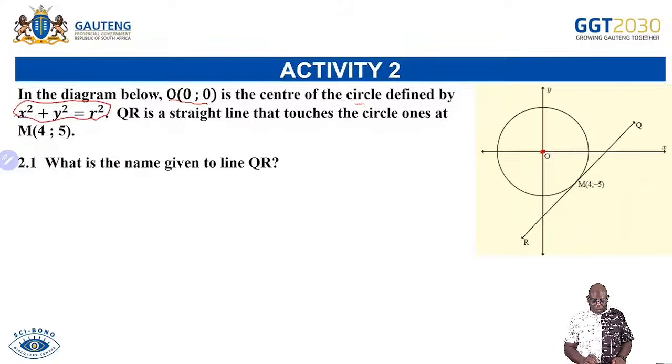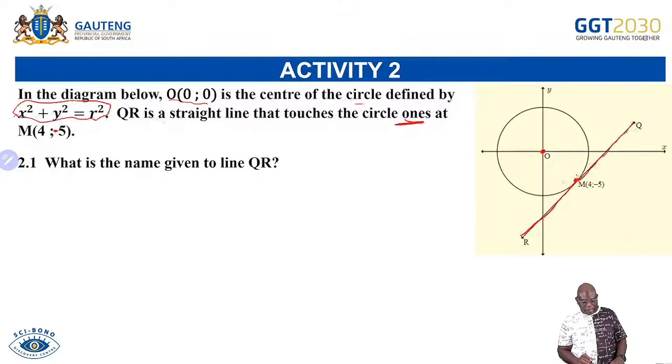They say QR is a straight line. This line, they say this line is straight. It touches the circle once, to give me an idea. Touches the circle once at M(4; -5). So that should be a -5. So 4 and -5. The 4 is positive, the 5 is negative.